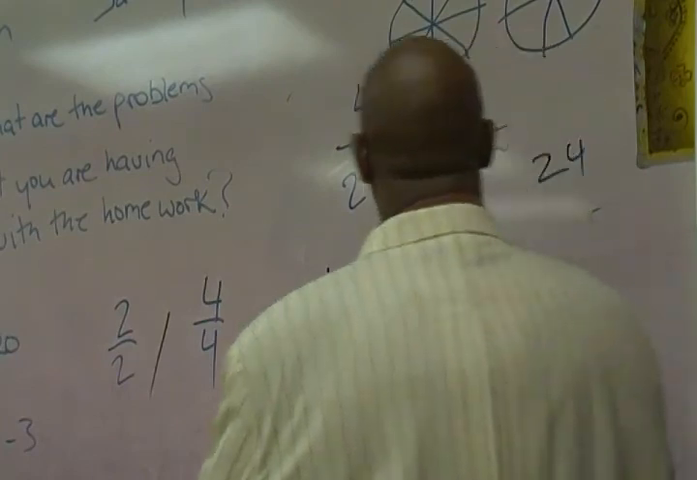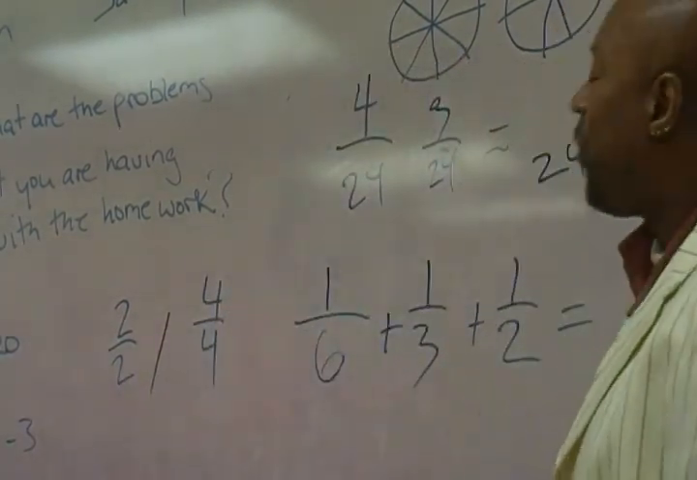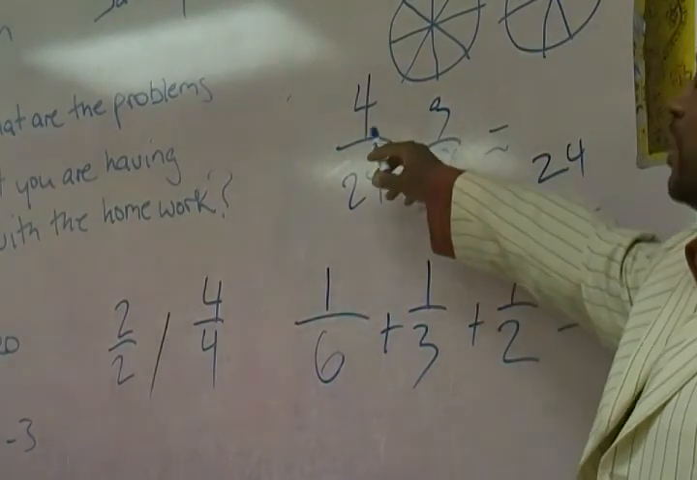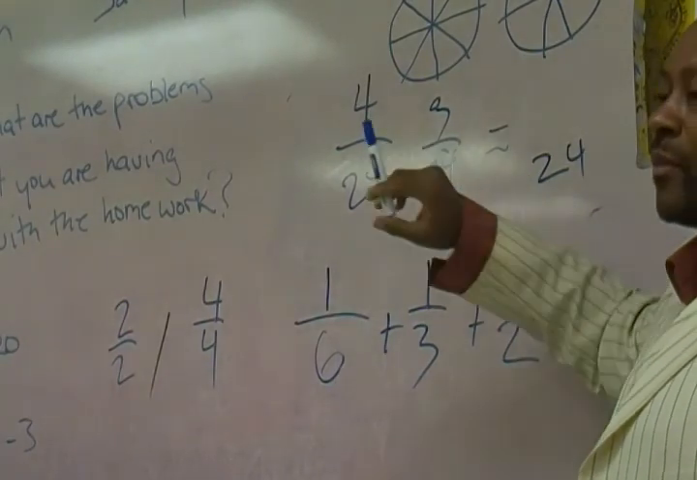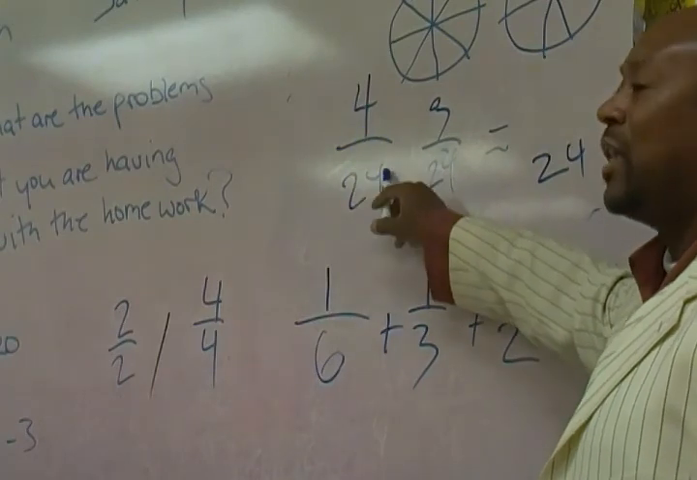So you can see, if we had 24 slices, you get an extra slice with this one. Or you can see that the slices with the 6 are just a little bit bigger.